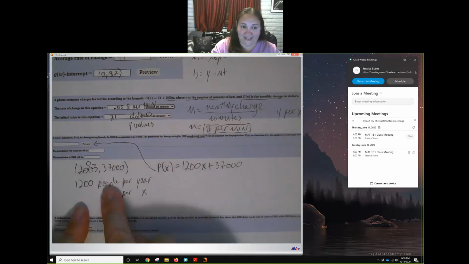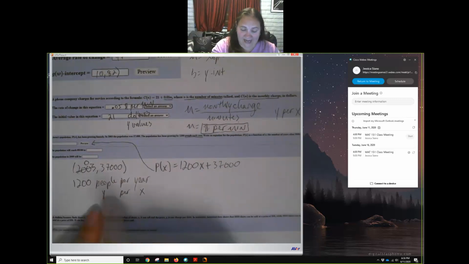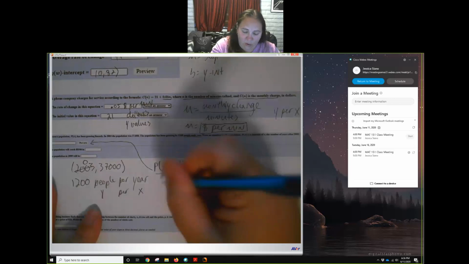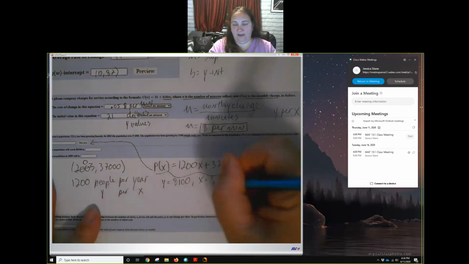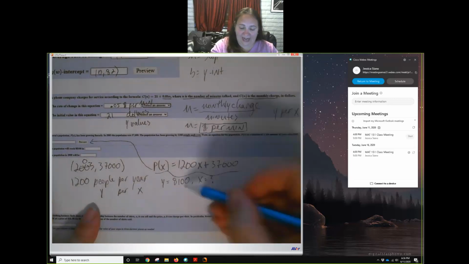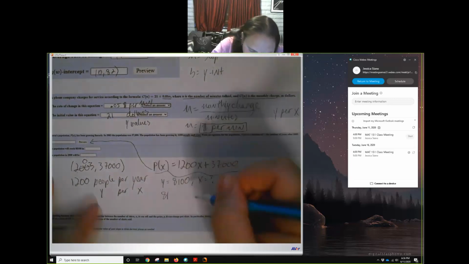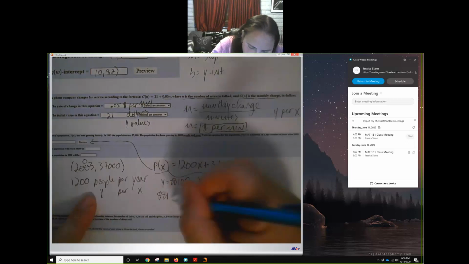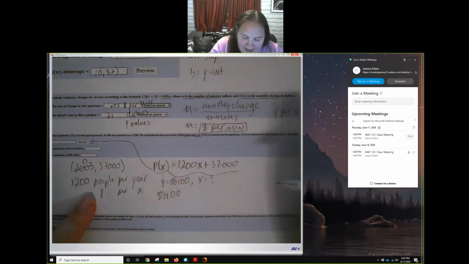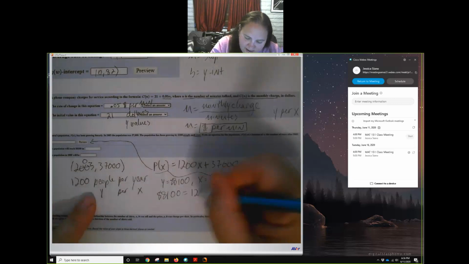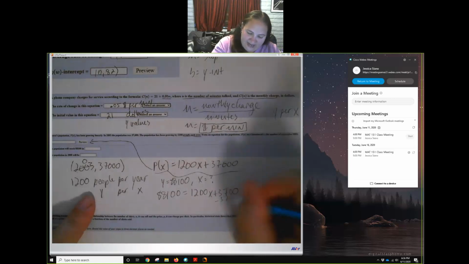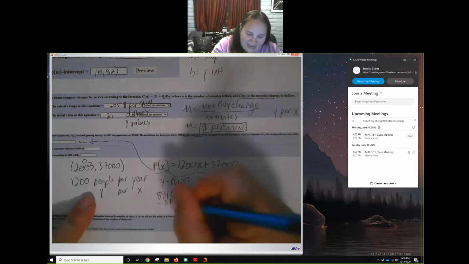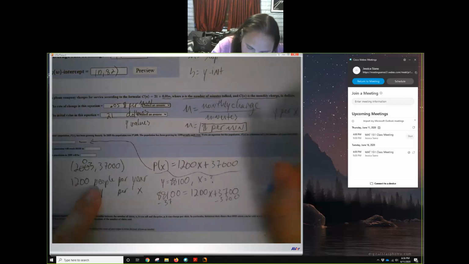Population is people, that's a y value. So that means that they want to know when y is 88,100, what is x? So I'm going to plug in 88,100 for y, and I'm going to solve for x. Subtract the 37,000 from both sides. I missed a 0.